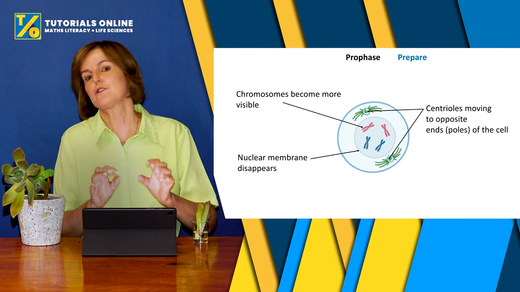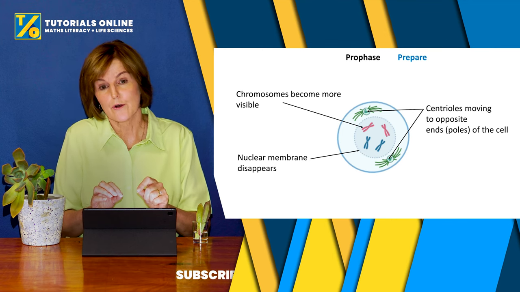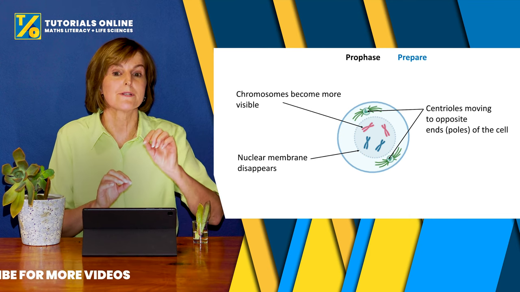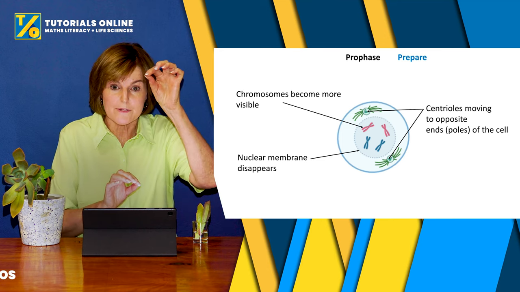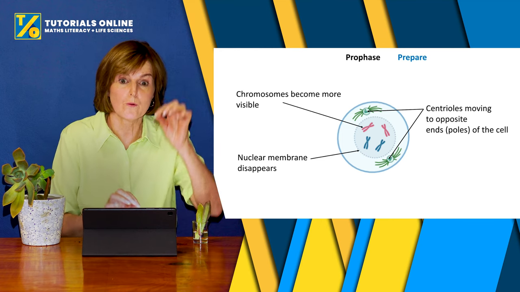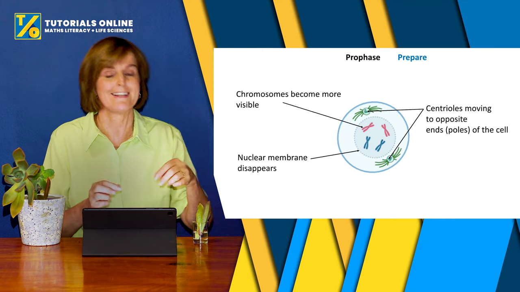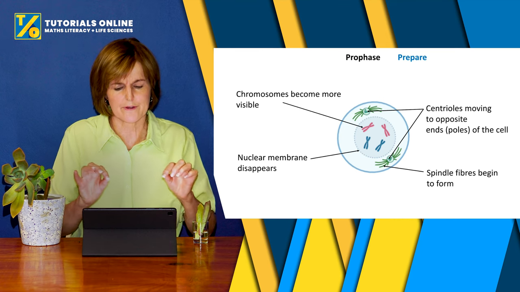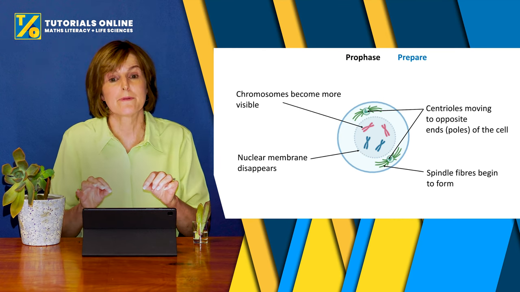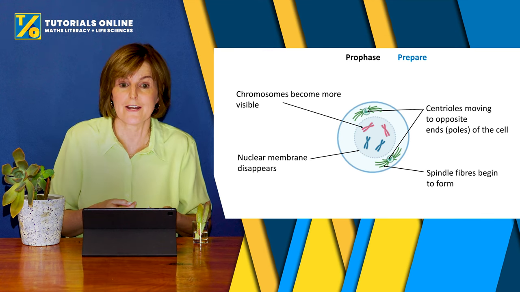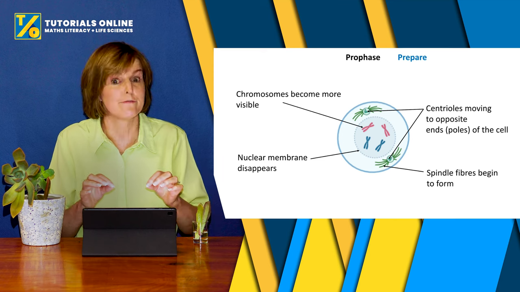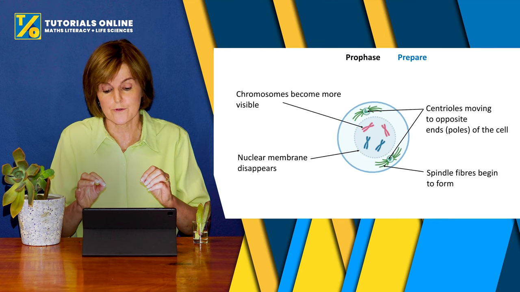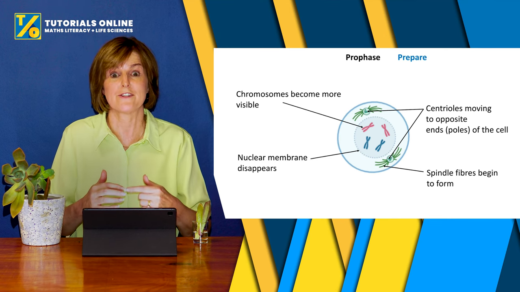Then we've got these special structures called centrioles. And centrioles also have to get into position, and they move to the opposite ends of the cell. So they're going to be at opposite ends, and we call those the poles of the cell, like the North Pole and South Pole of the Earth. They move there. And then those little lines coming out from it look almost like spider legs. Those are spindle fibers, or some people call them spindle threads. They are beginning to form because they play a very important role in moving the chromosomes around. So we want to have these four things happen before we can get to the next phase.